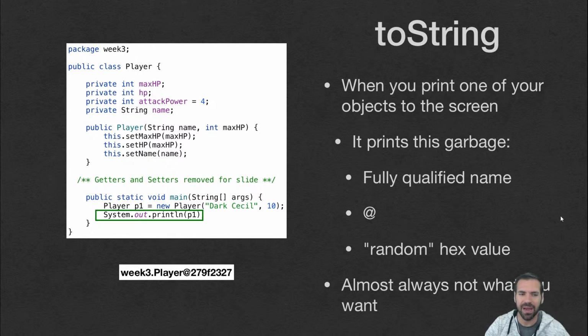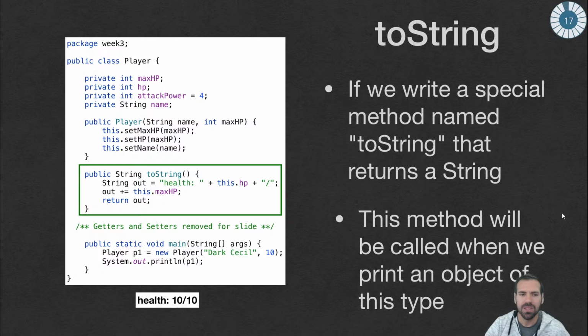I don't think I've ever had a case where this was useful. So what you can do, if you want something more meaningful, is you can write a toString method. If you write a method exactly like this, it returns a string and is named exactly toString with a capital S and takes no parameters. Everything has to be exact.